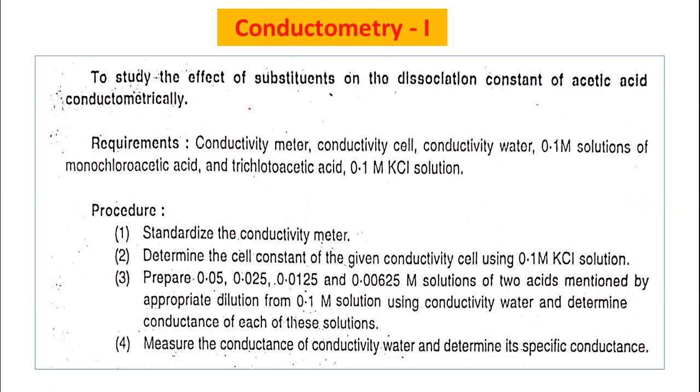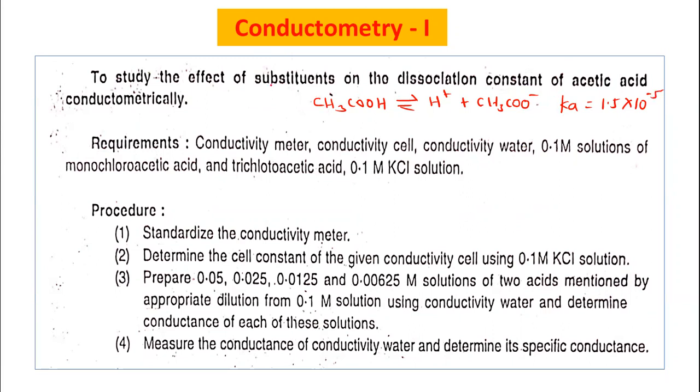So let us say acetic acid, a weak monobasic acid, dissociates into H plus ion and acetate ion. Now, acetic acid is a weak acid, so its dissociation constant value is around 1.5 into 10 raised to minus 5.